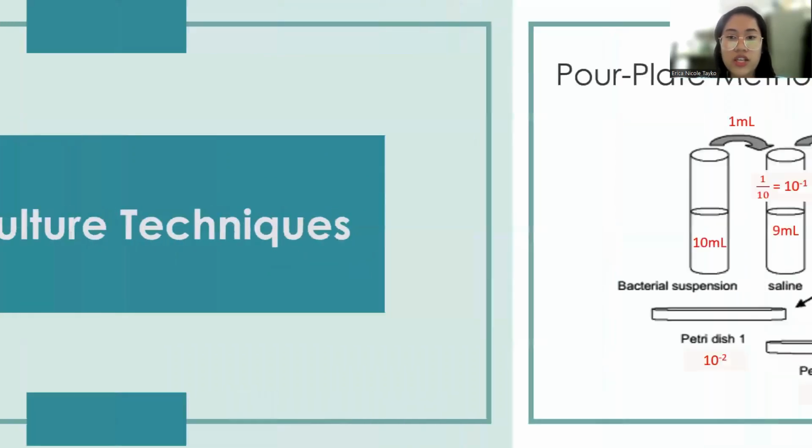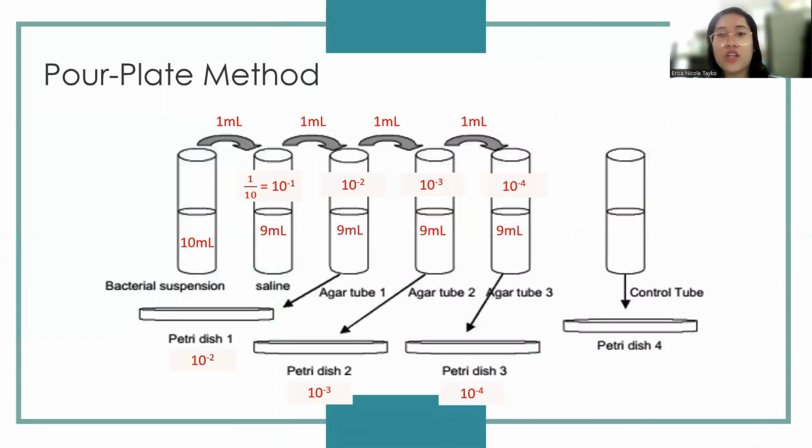We'll go through pure culture techniques, under that the pour plate method. So again, the purpose of the pour plate method is to eventually isolate a pure culture or a pure colony. Aside from that, we can also use the pour plate method to determine or estimate the number of bacterial cells in a bacterial source, or in this case, in a bacterial suspension.